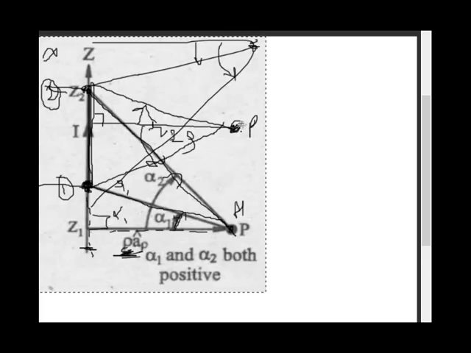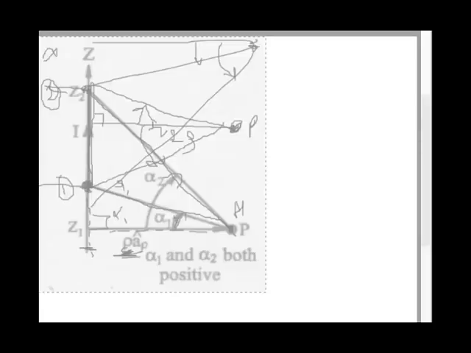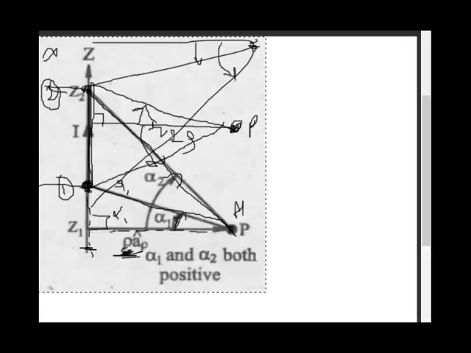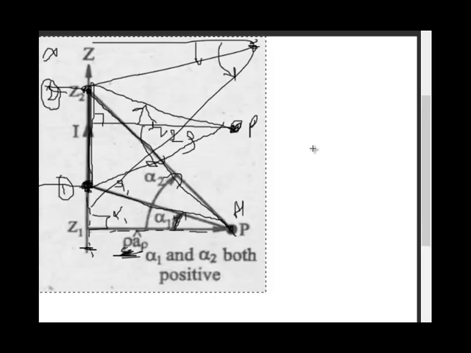There are three possible positions. One will be in front of the current carrying filament, one will be below the current carrying filament, and one will be above the current carrying filament. These three are the cases. In all the three cases, I can show the figure. You can see all the three cases at once.